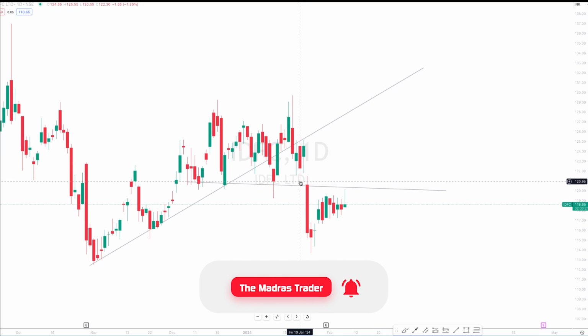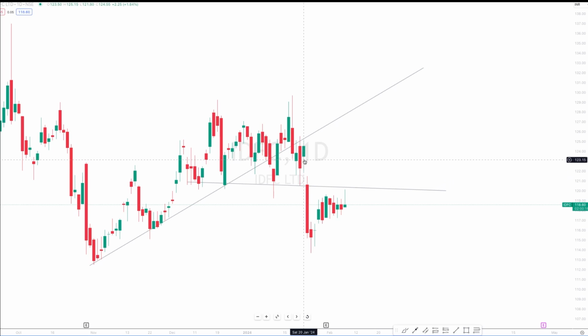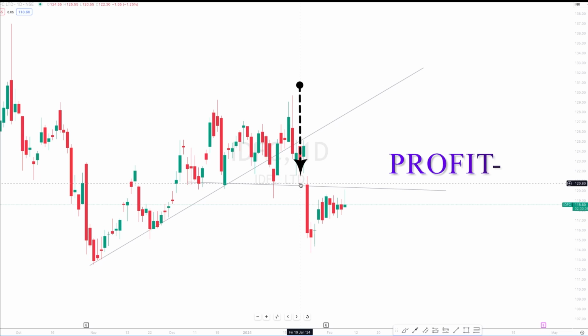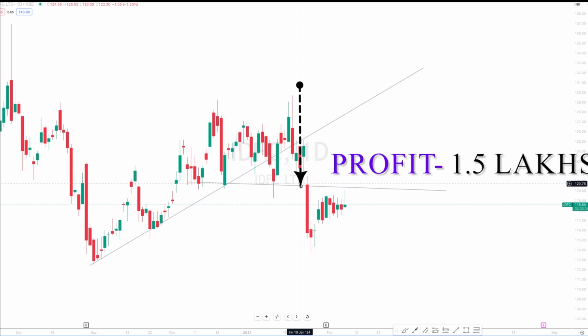I could have closed here, but I did not close. I just waited for some more time because I knew there is a little steam left. And I was just waiting. On this day I was in loss. So basically I entered here, I was in profit. The next day a very good profit, around maybe 1 or 1.5 lakhs, I'm not sure.